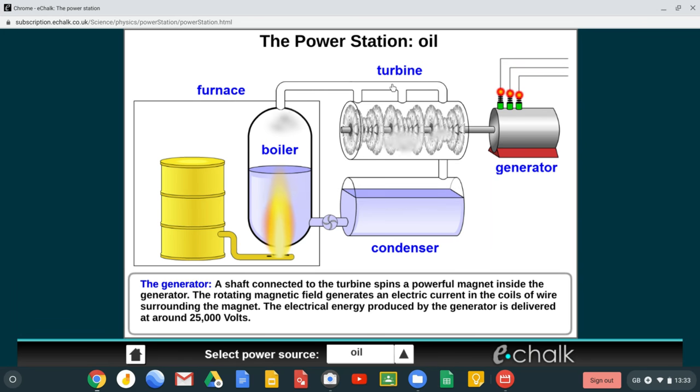It's funneled through the pipes. Couldn't think of the word then. And then the turbine is turned. What that does is causes the generator to work, the electricity to be made. And once it's finished, it can be used again.